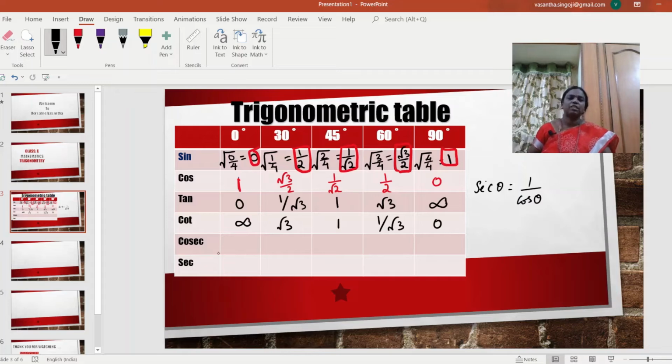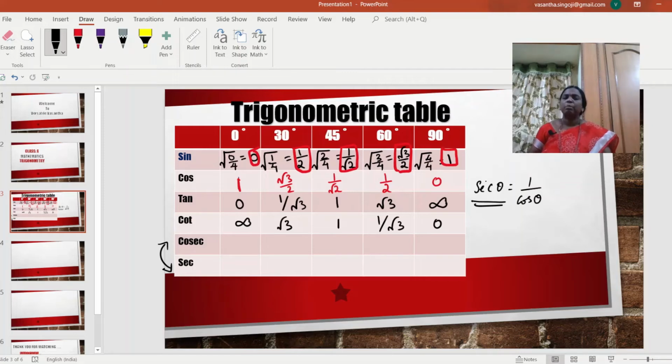Now here our turn is cosecant and secant. Let us first find out what is secant. We all know that secant theta is nothing but 1 by cos theta. So for your convenience, you can shift this secant here and cosecant down also. Otherwise it is fine. After finding secant, you can write cosecant at the end. So here I am writing secant first now. We know that secant theta is 1 by cos.